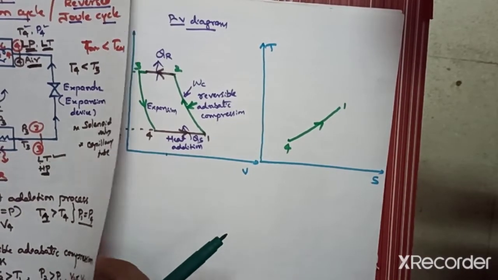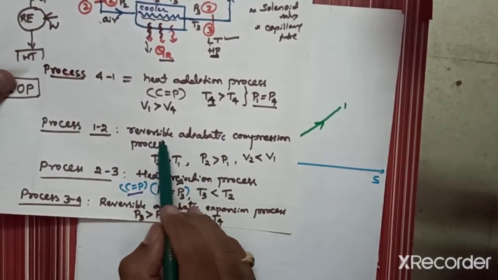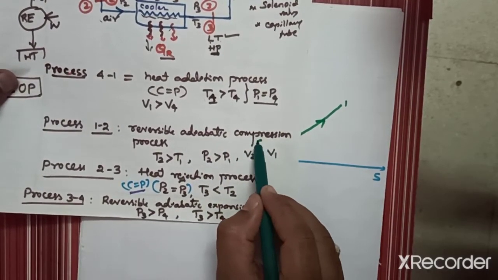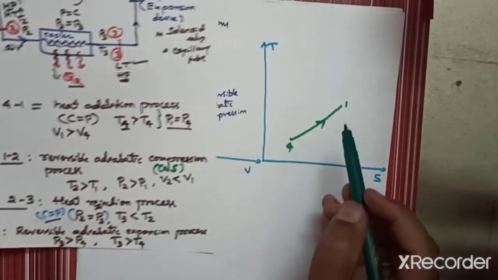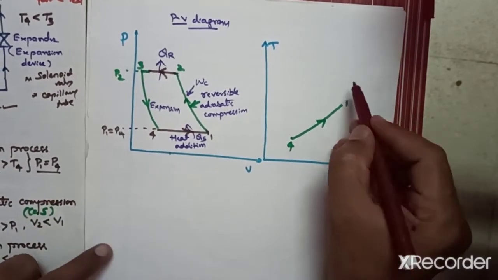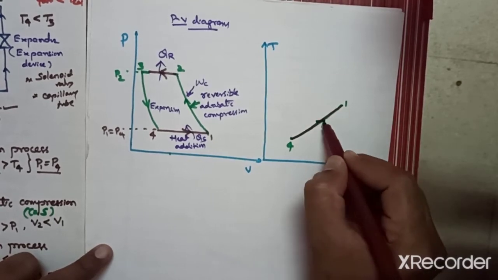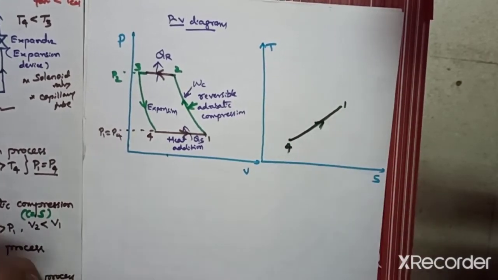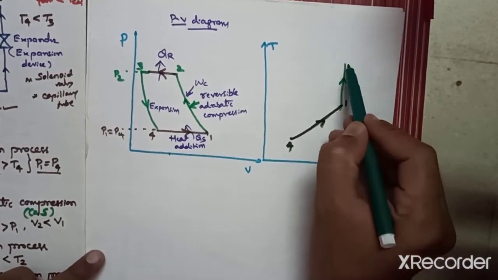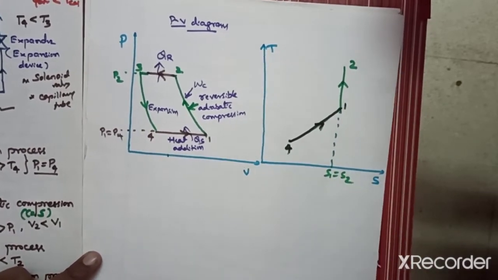Next, second process, 1 to 2, reversible adiabatic compression. Reversible adiabatic compression is also called an isentropic process. So entropy remains constant. So for 1 to 2, you have to draw one vertical line, since entropy remains constant. Here I will take this color pencil for 4 to 1. During 1 to 2, entropy S remains constant, S1 is equal to S2.